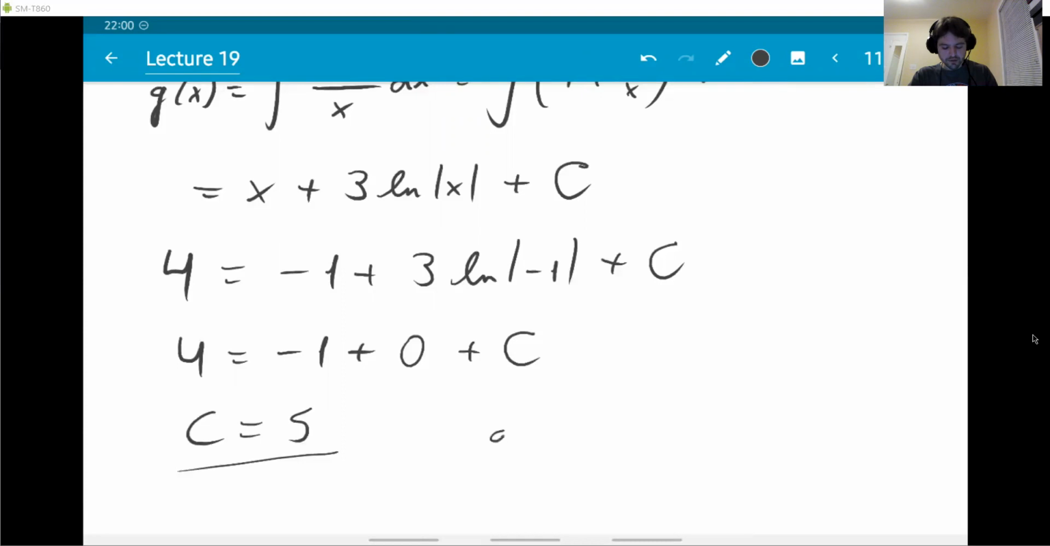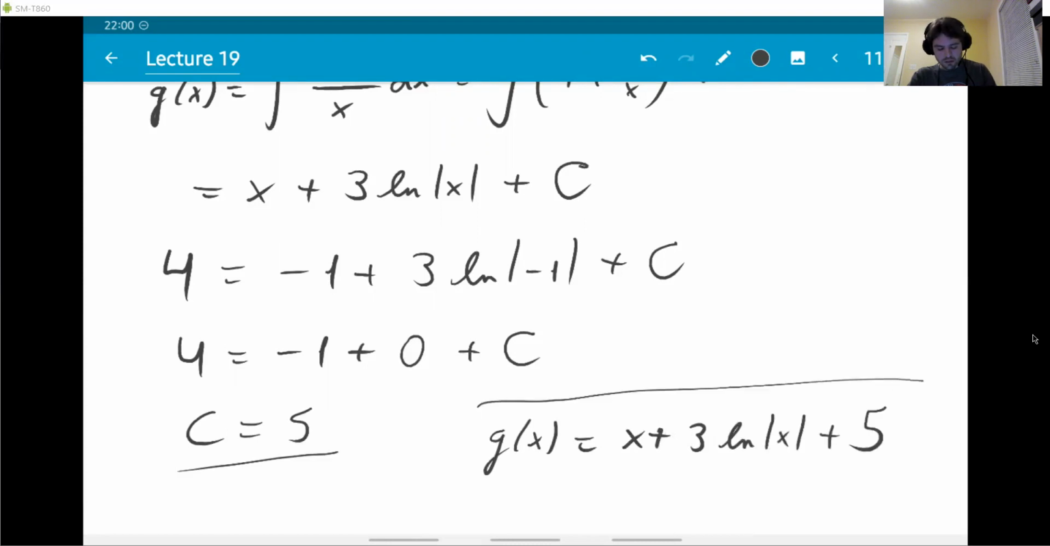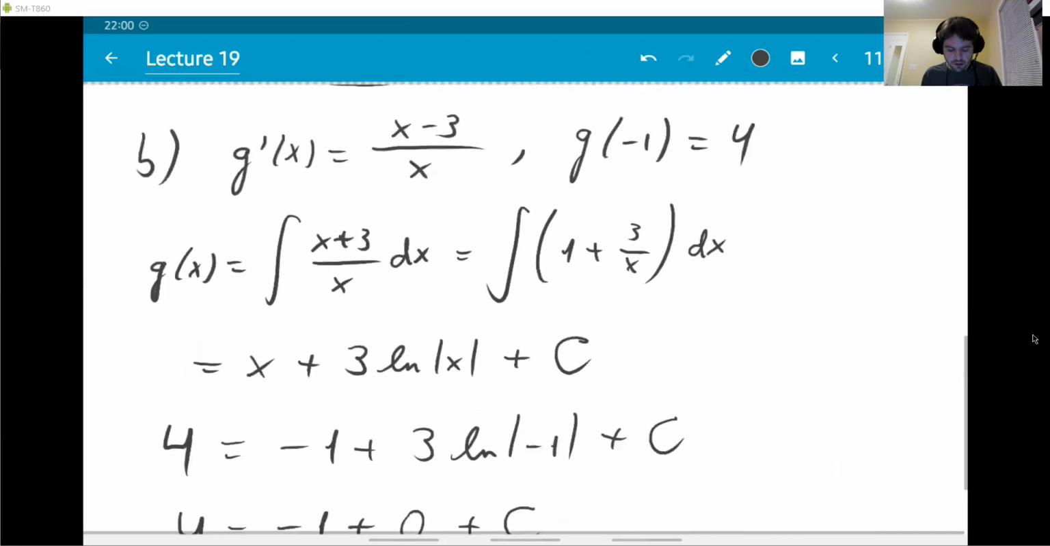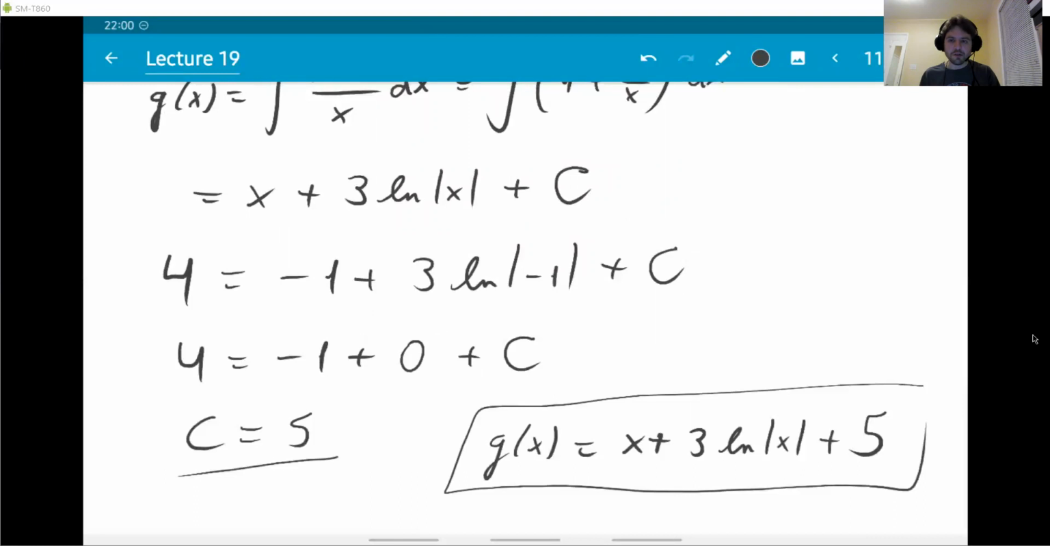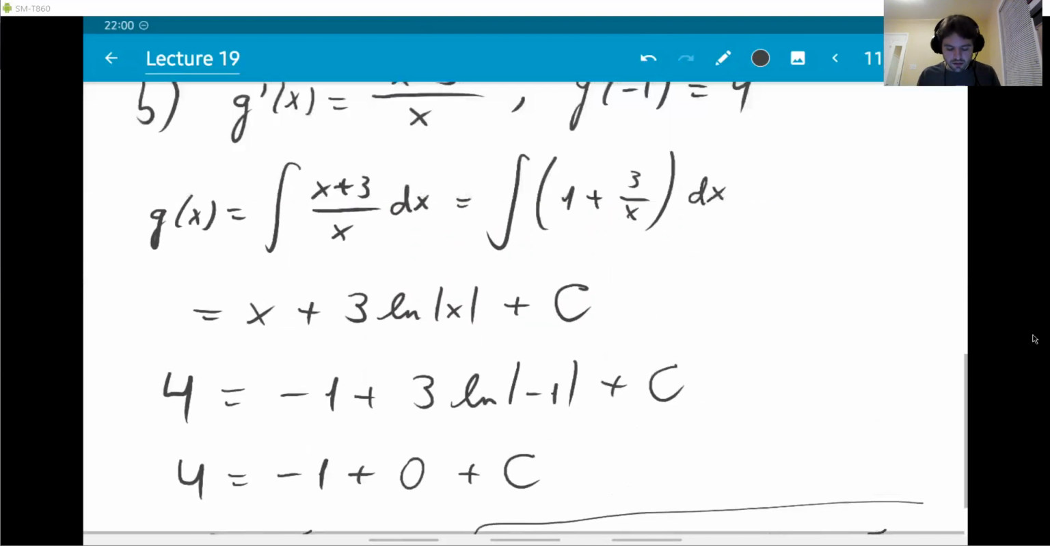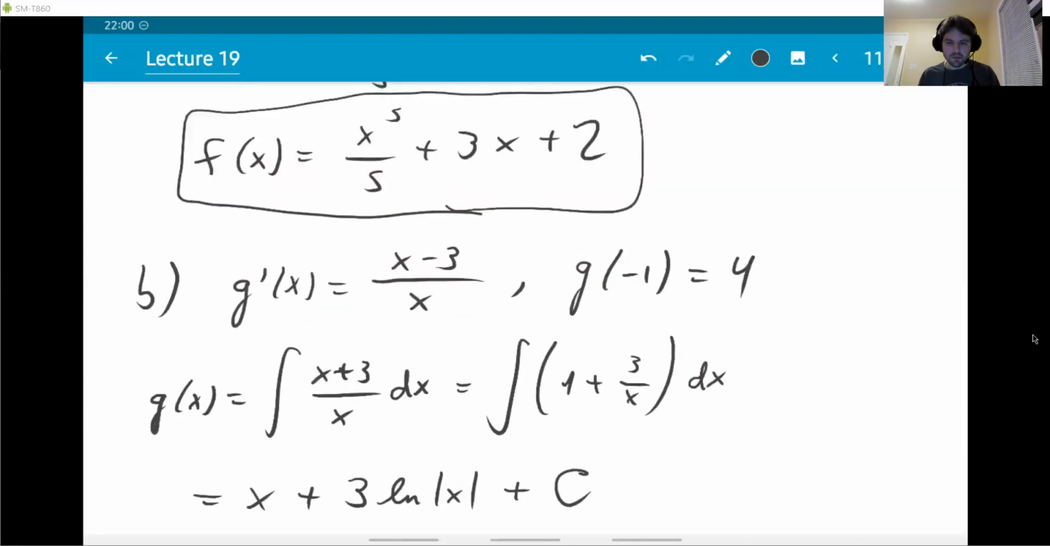And the answer to an IVP is the function itself. So you have to give me the function. This is the function whose derivative is x plus 3 over x and has a value of 4 at the number minus 1. So I hope this makes sense. There are many problems like these in the book to practice. There's really no secret. It's about finding the c when you are given an initial condition, initial value for the antiderivative.